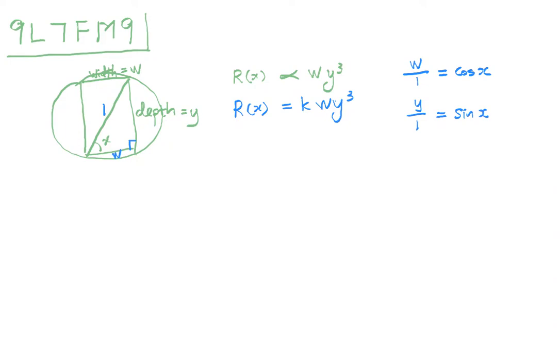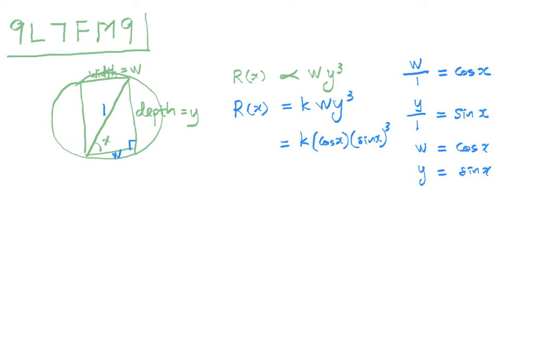So your W will be equal to cos X, and your Y will be equal to sin X. So you just substitute in, and you get whatever the question asks. Correct? Okay, then should I do the next one?